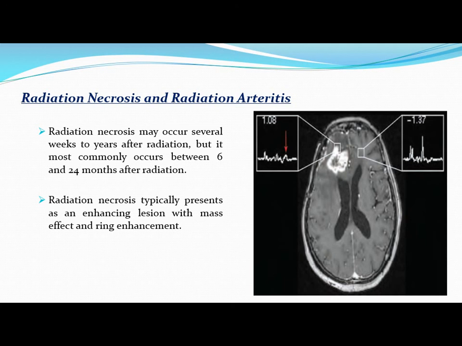Radiation necrosis and radiation arteritis. Radiation necrosis may occur several weeks to years after radiation, but it most commonly occurs between 6 and 24 months after radiation. Radiation necrosis typically presents as an enhancing lesion with mass effect and ring enhancement.